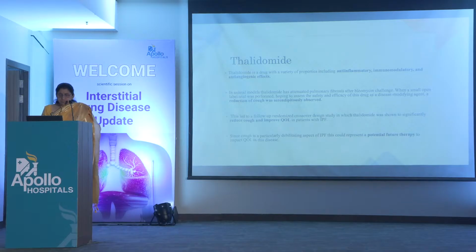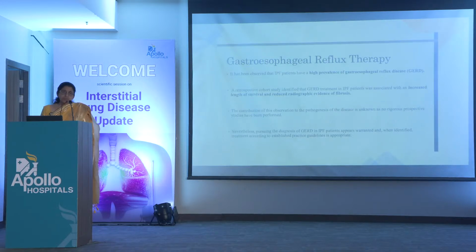A few other drugs which have been tried. Thalidomide has been tried. We know from history that thalidomide has a lot of side effects, congenital defects and all, so it had gone out of contention actually. But now it is again being tried for the treatment of idiopathic pulmonary fibrosis, not yet being used in mainstream.